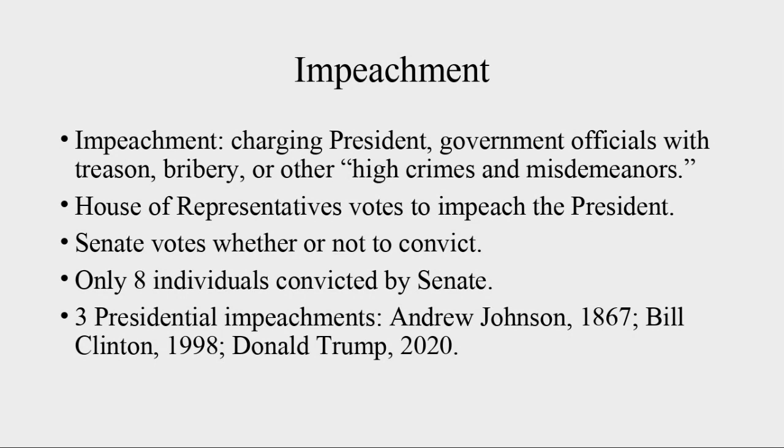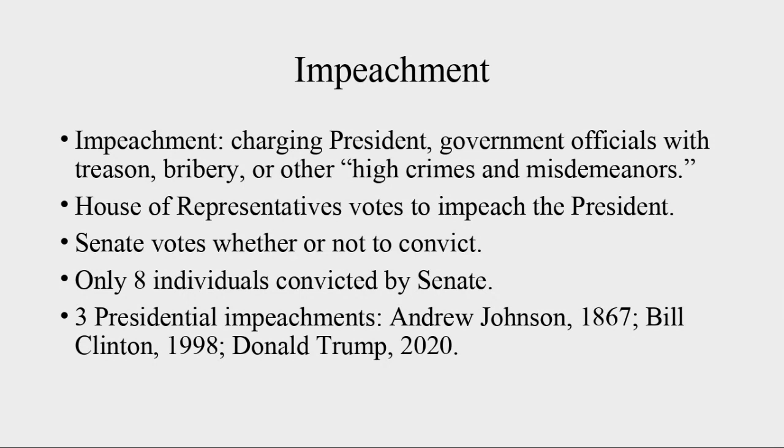Only 8 people have ever been convicted by the Senate. They were pretty much all federal judges who clearly broke the law. And we've had 3 presidents in history who have been impeached. Andrew Johnson in 1867. It was a very partisan kind of vote. It was during Reconstruction. And he was saved from conviction by the Senate by 1 vote. So he came very close to being removed from office.